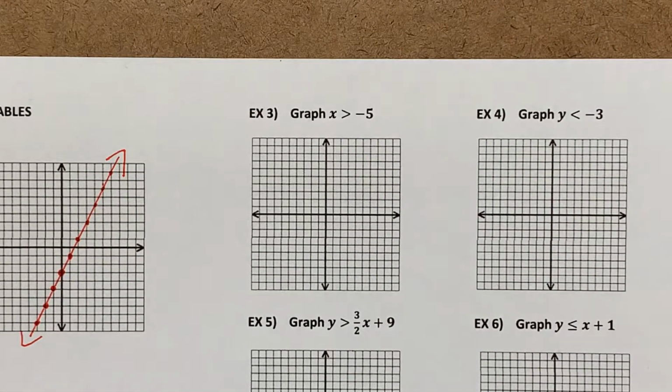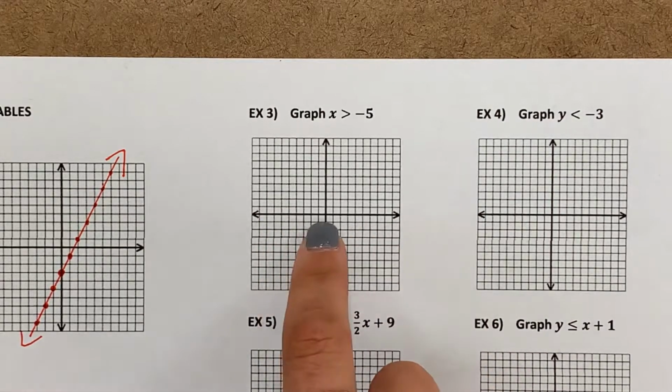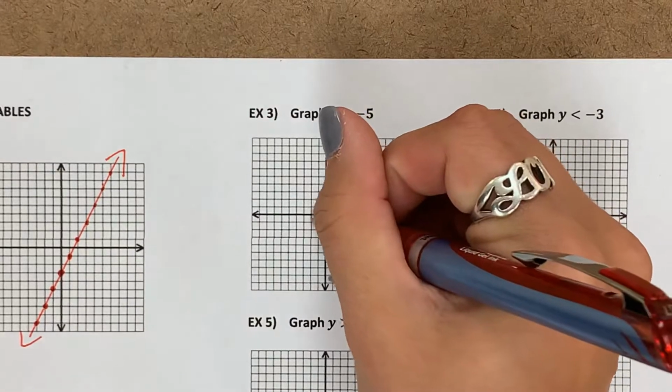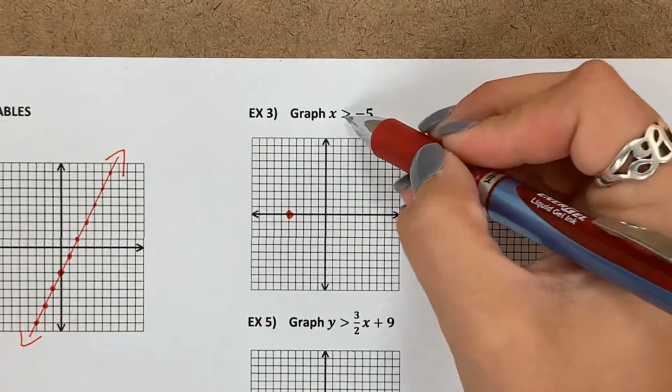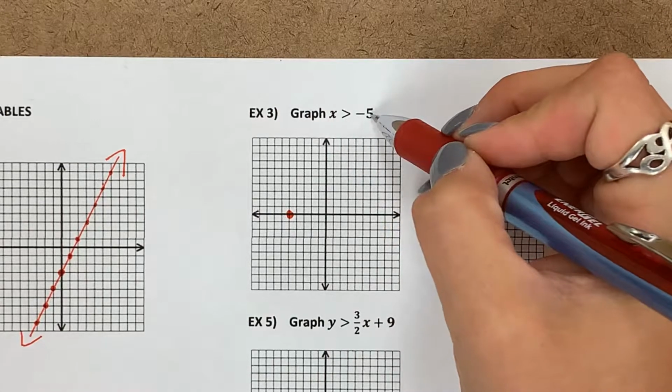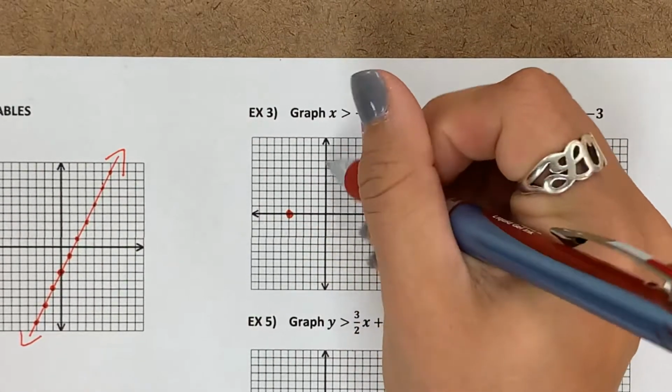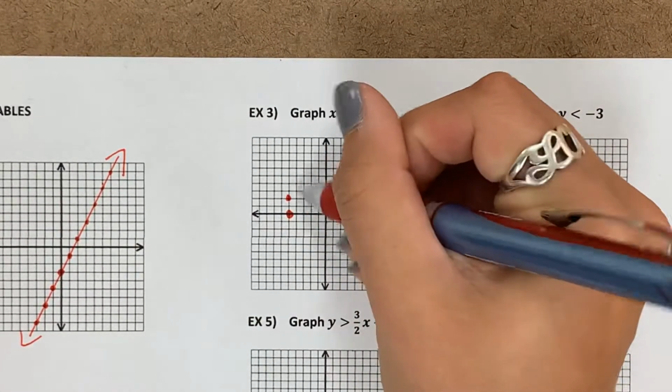We have x is greater than negative 5. Notice there's no y here whatsoever, so this line is going to be a little bit different. We have negative 5 on the x, so we're going to find our x-axis and find negative 5: 1, 2, 3, 4, 5. What this is telling me is that every single x value I have is -5. So no matter what the y value is, my x value is -5.